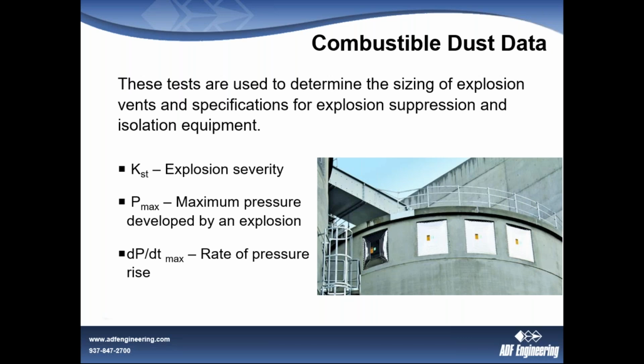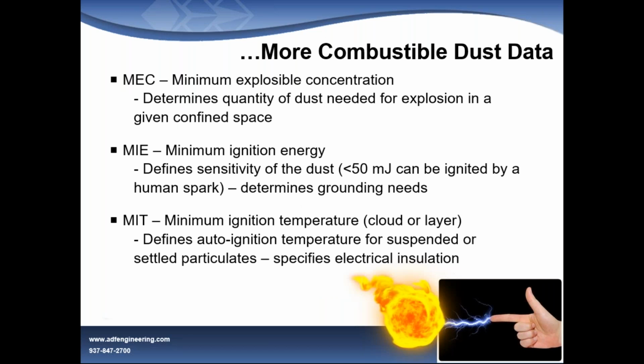The DPDT is really the rate of pressure rise. That's an indication of how fast the explosion will spread. It gives you an idea on detection equipment exactly how much of a response time you need or how far downstream before you put in an isolation device or a detection device.